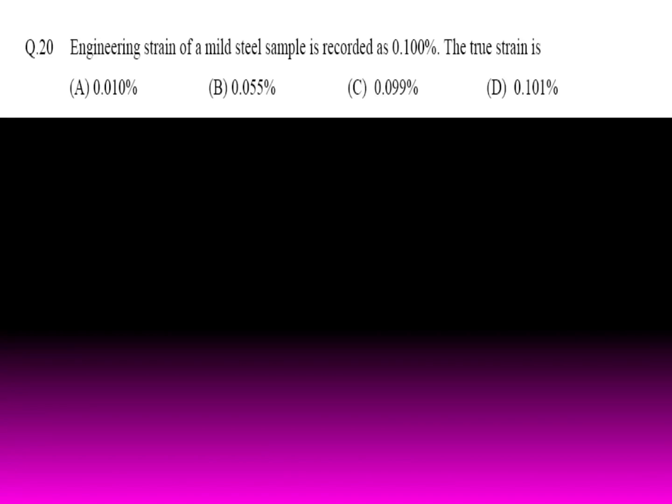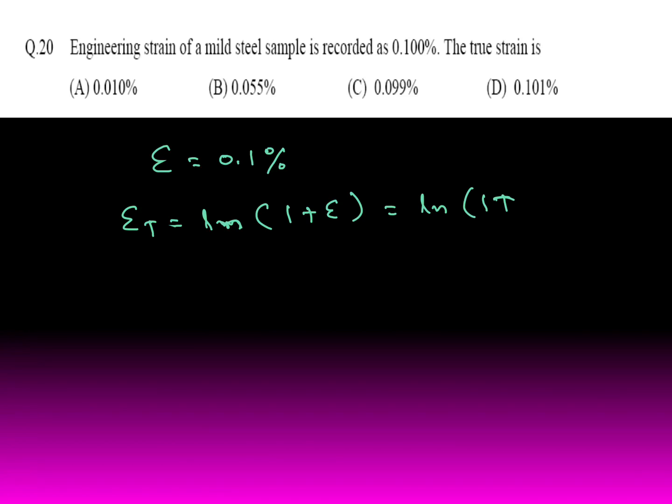Engineering strain of a mild steel sample is recorded at 0.1%. The true strain is how much? So engineering strain is 0.1 in percent. True strain is ln of 1 plus engineering strain. So ln of 1 plus 0.1 divided by 100, that is 0.001. So ln 1.001, you will get 0.099%. So option C is your answer.